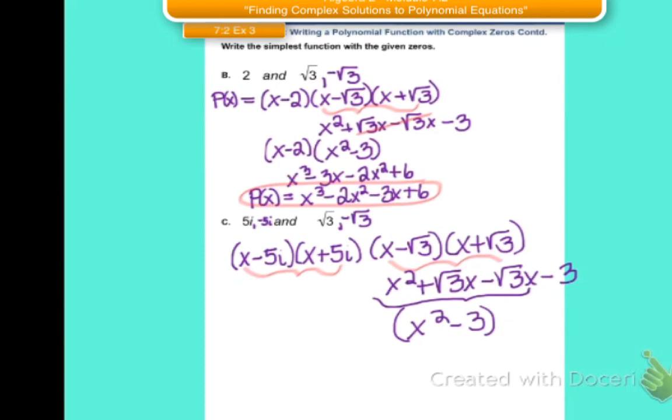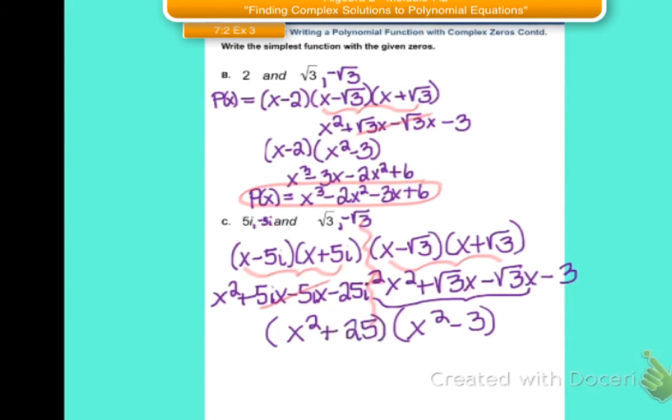X times x is x squared, outside two, 5ix, inside two, minus 5ix, and the last two will be a minus 25i squared. I'm just going to draw a little line down here to divide these up and put my like terms together. So of course the middle terms will cancel out. That was supposed to be an i squared. Replace that i squared with a negative 1. That turns this into negative 25 times negative 1, which is a positive 25. And so this is x squared plus 25.